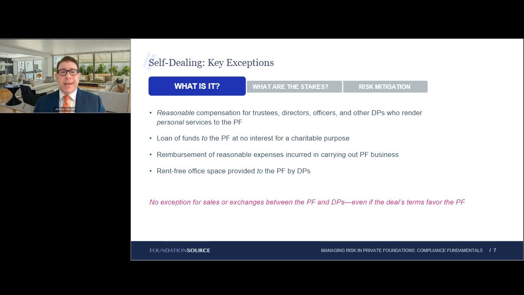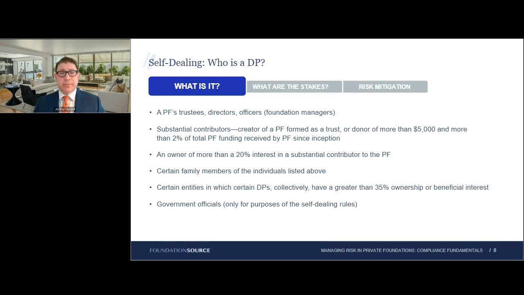In addition to knowing the types of transactions that could result in a violation, it's also important to know the exceptions to the rules so that you're not unnecessarily limiting yourself or the foundation out of sheer ignorance. Importantly, remember that there is no exception to the rule prohibiting sales or exchanges.